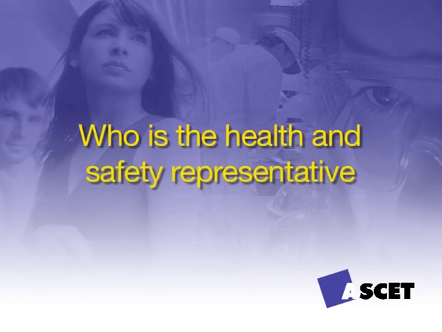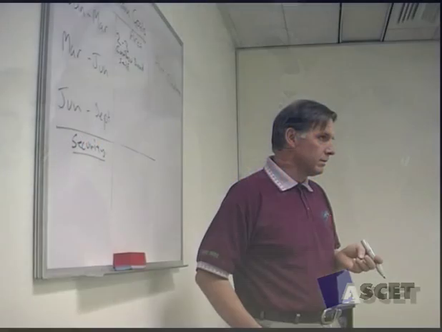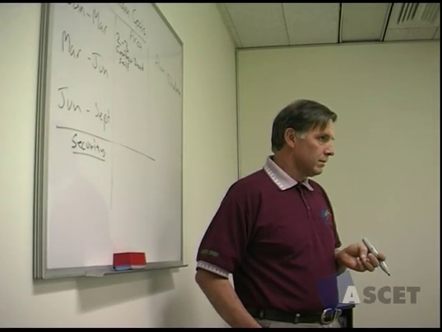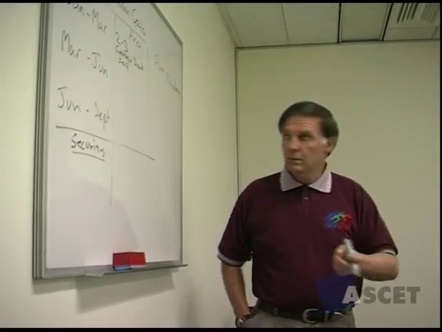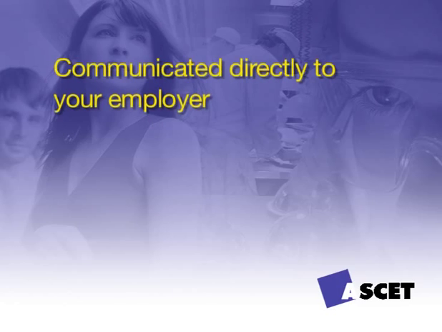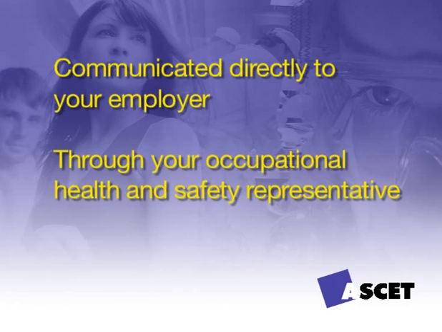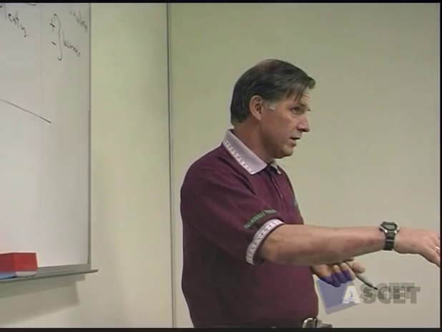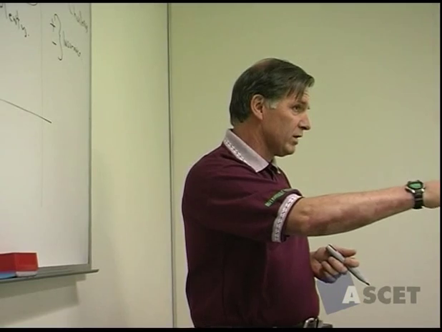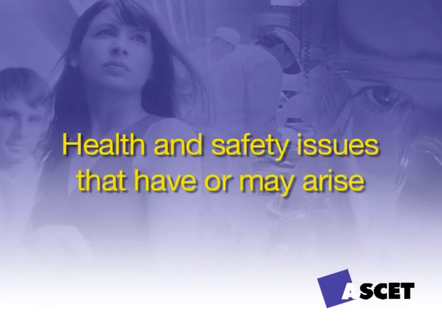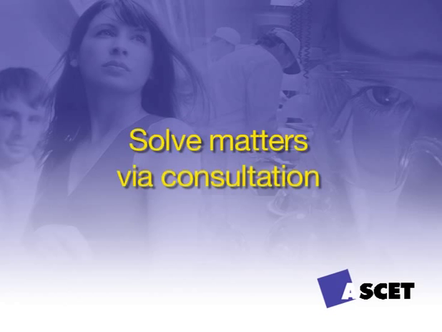You should check to see who is the health and safety representative in your workplace. The contribution to enhance or improve the organisation's or site's occupational health and safety should be communicated directly to your employer via the occupational health and safety representative or through the DWG. The main objective of the health and safety representative is to consult with the employer about health and safety issues that have or may arise. Any party may report a matter to the relevant state authorities. However, it's best to endeavour to solve matters via consultation.